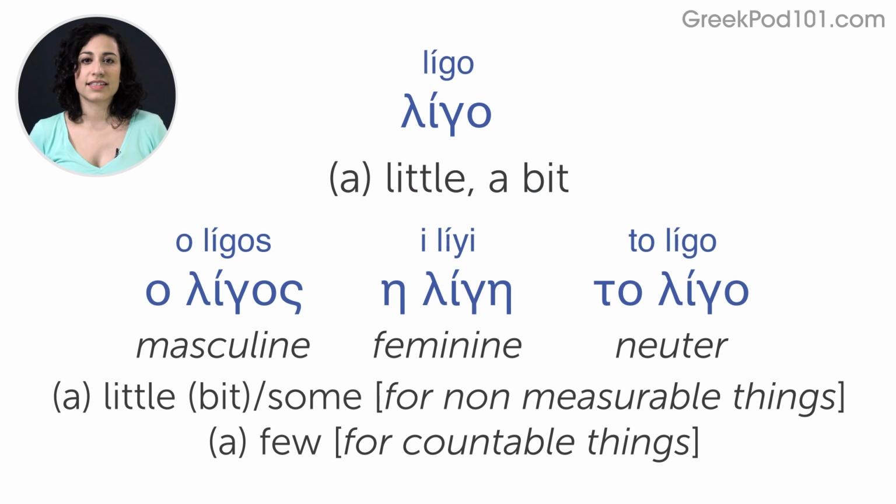And second, there's the declinable adjective ο λίγος, η λίγη, το λίγο, in the masculine, feminine, and neuter gender, respectively, meaning a little bit, some, for non-measurable things, like the noun love, for example, and a few for countable things. Let's go into more detail.